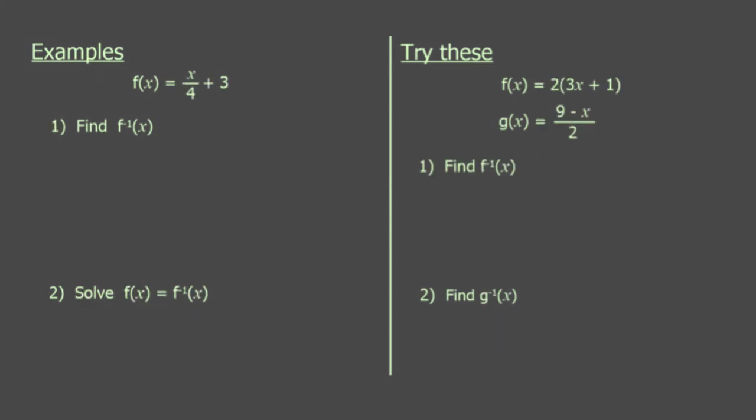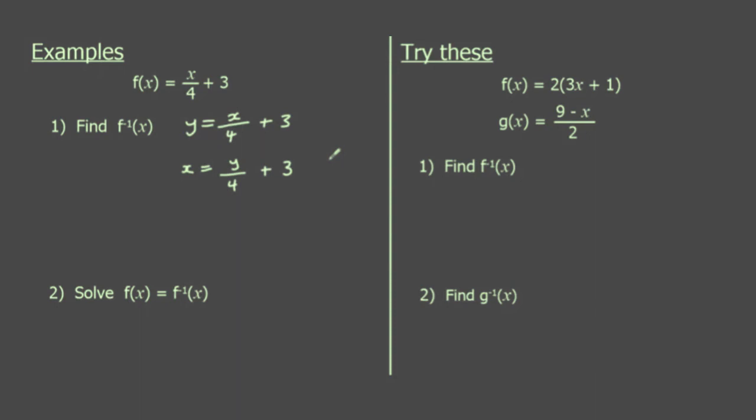And another example with that, f of x equals x over 4 plus 3. Again, find the inverse function. At the moment, we can say y equals x over 4 plus 3. And in the inverse function, we will switch x and y: x will become y, and y will become x. The input becomes the output, and the output becomes the input. And then we will make y the subject of the formula.